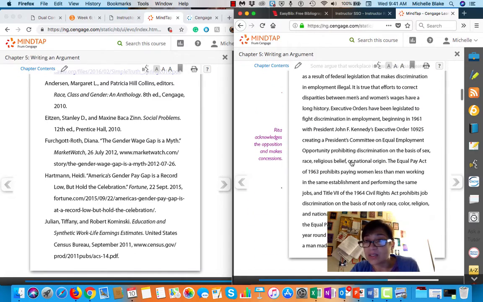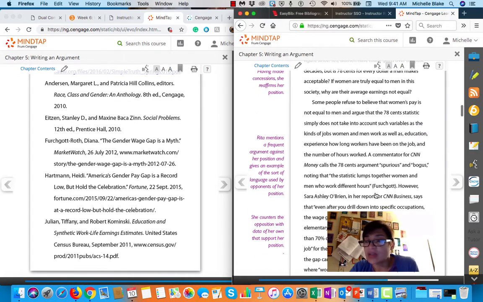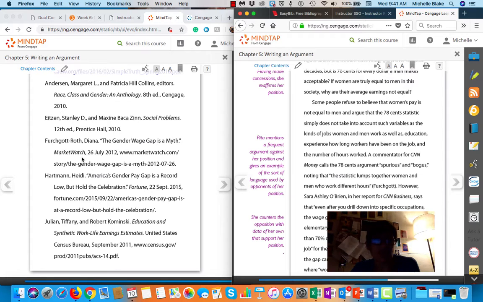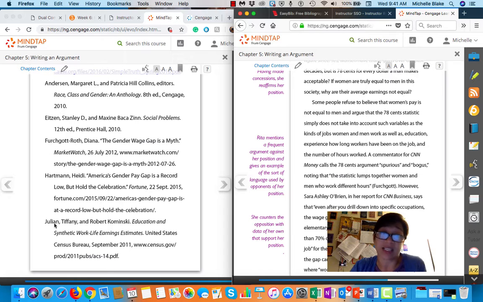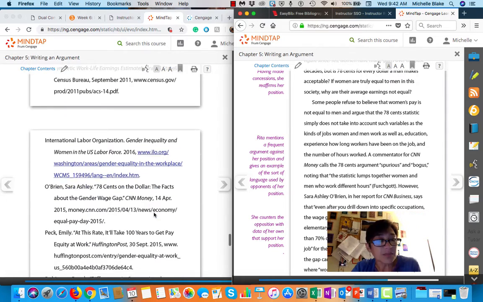So for example, here there's an in-text citation and it's just the last name, Forgot. That is exactly what appears here, and I can very easily find it because this needs to be alphabetized by the first letter of whatever your first word is. So here it's Forgot, Roth. Here Forgot is sufficient. I just need the first word or two, enough to identify that it's this one and not Eitzen or Hartman.